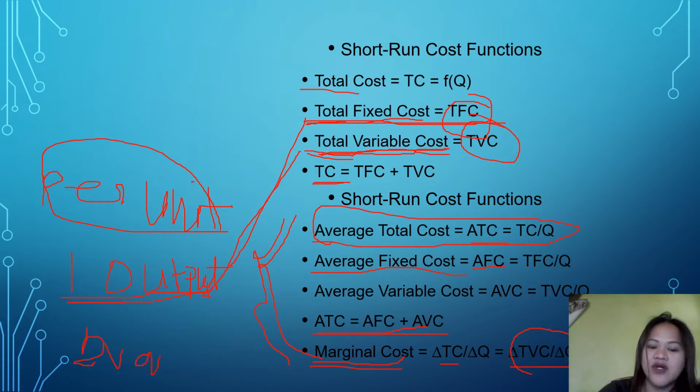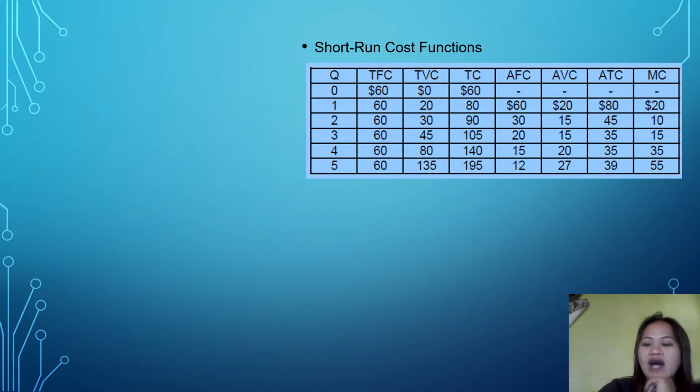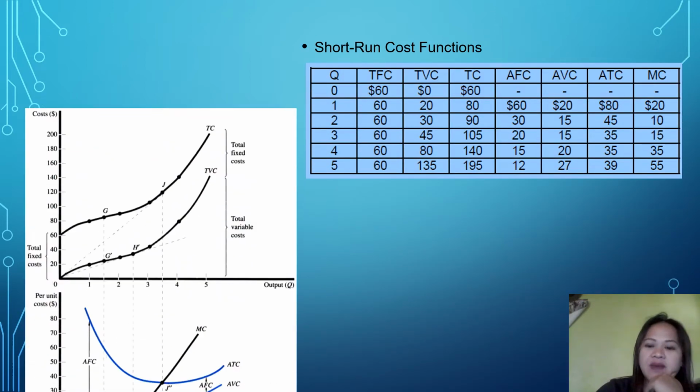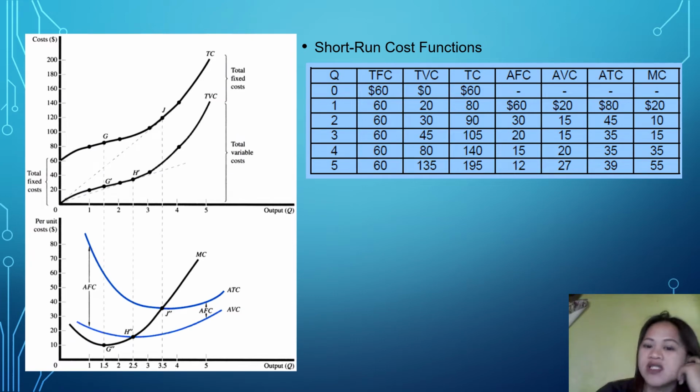You can never actually solve that one if there are no two variables involved. Okay, now we have here, of course, the mathematical expression of your short-run cost. So how does it look actually? Look at the table.